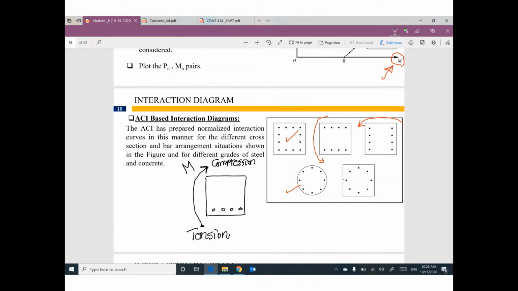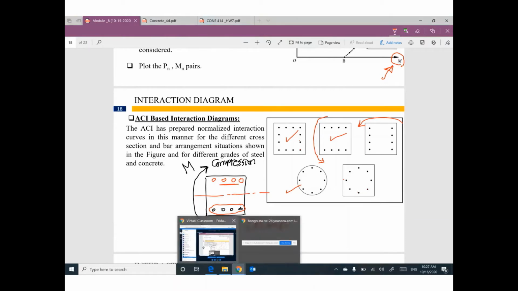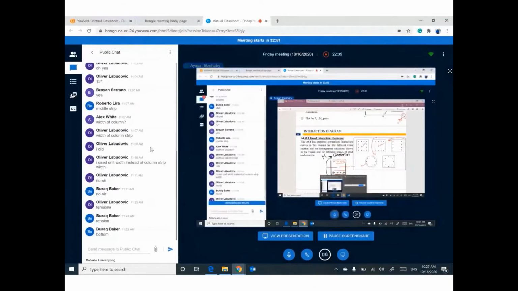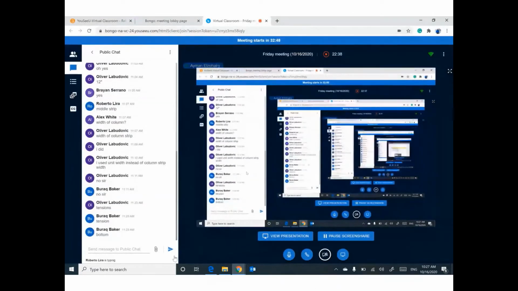But where is the question? The question is why we are using this distribution, why we put reinforcement here. The tension side is here. Guys, I'm talking about a column, not a beam, but the same concept. So the tension is on this side. So why am I putting reinforcement on the other side, which is under compression? Any answer?